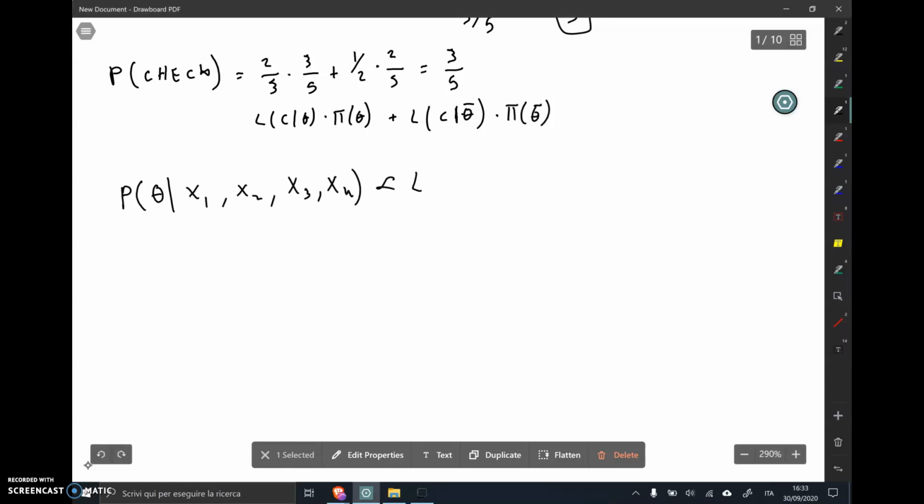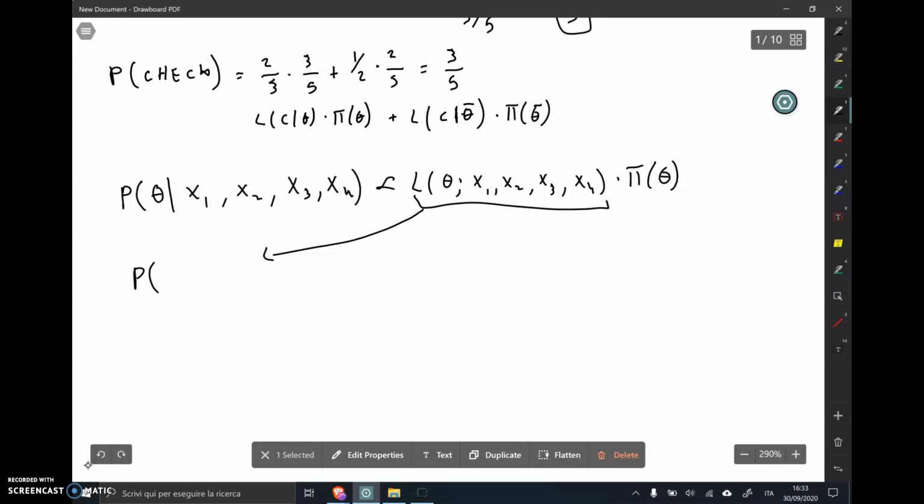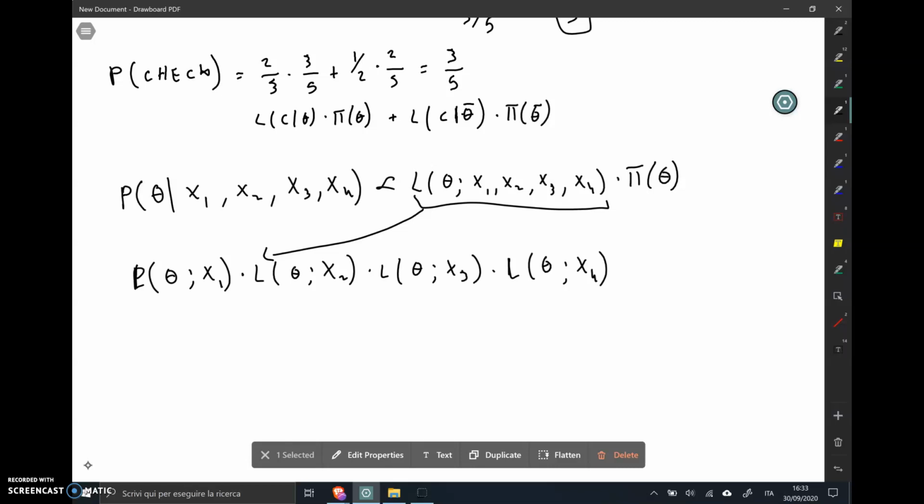Now, this is proportional, if you remember, to the likelihood of theta and the features x1, x2, x3, and x4, multiplied by the prior on theta. The point is how to set up this likelihood. In naive Bayes, each feature is assumed to be independent. So this likelihood here is just the product of the likelihood of each word separately: the likelihood of theta given x1, multiplied by the likelihood of theta for x2, for x3, and for x4. Each likelihood is calculated exactly as above.